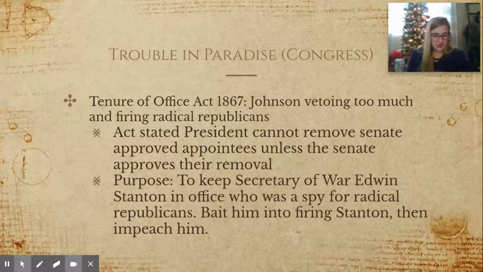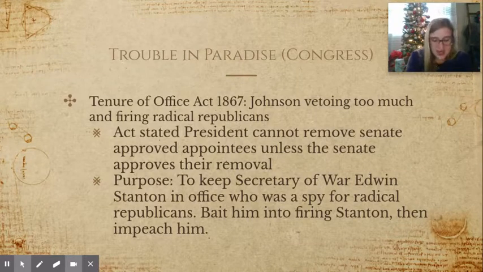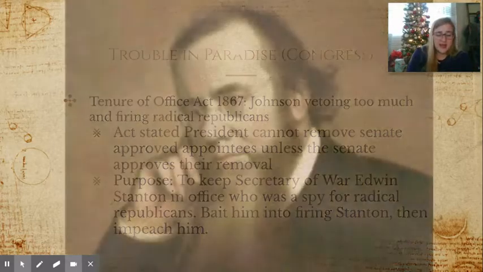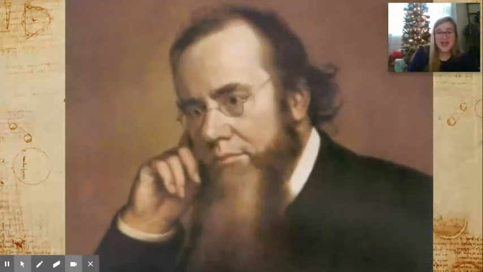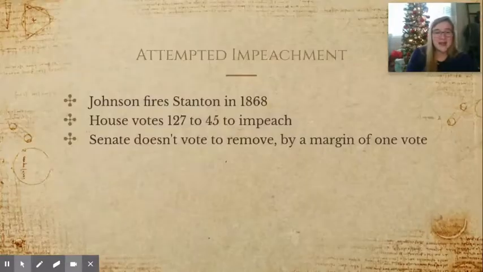to provoke Johnson into breaking the law and trying to fire this Edwin Stanton. And then he'll fire him and say, don't come back. And then they might have grounds to impeach Johnson. Johnson is over here saying, doesn't apply to me. Lincoln appointed that dude, not me. So it doesn't apply to me. So Johnson believes the act is unconstitutional. He takes the bait, and he fires this man, Edwin Stanton.